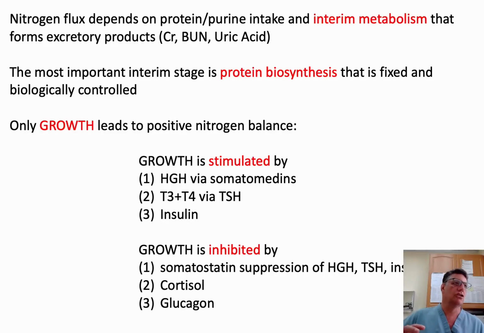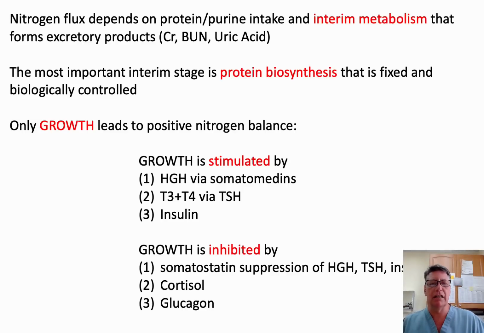So all these athletes that say, oh, more protein, more protein, more protein, more muscle. That is only true to an upper limit of genetic capability. And then that extra protein has to be utilized, and instead of a positive nitrogen balance, you develop a negative nitrogen balance. Growth is stimulated by human growth hormone, T3, T4, and insulin. That's a positive nitrogen balance. A negative nitrogen balance occurs under somatostatin suppression of HGH, TSH, and insulin, cortisol, and glucagon.